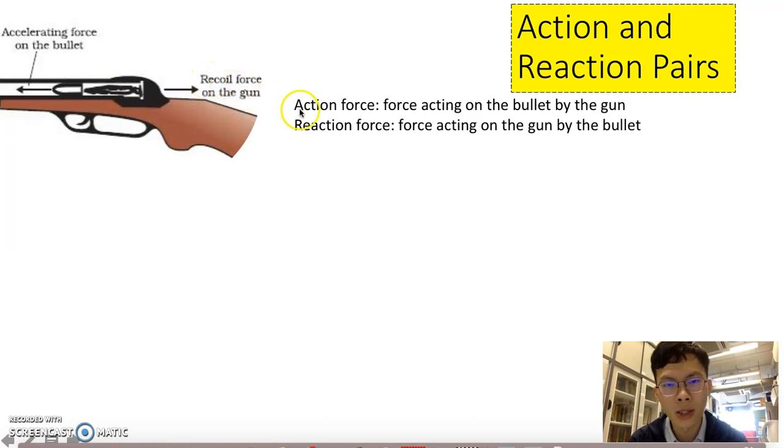In that case, the action force is the force acting on the bullet by the gun, making the bullet move to the left-hand side. Similarly, there's a reaction force, which is the force acting on the gun by the bullet, making the gun move backwards.